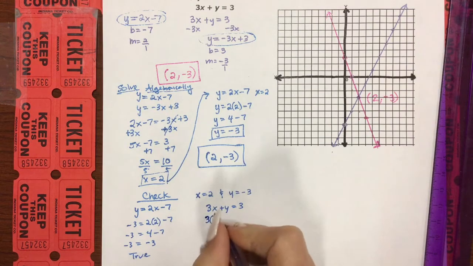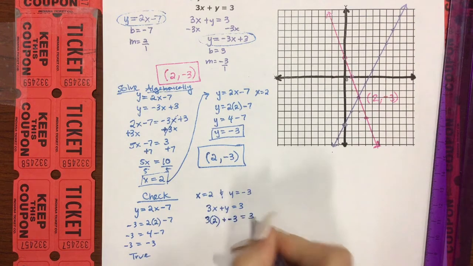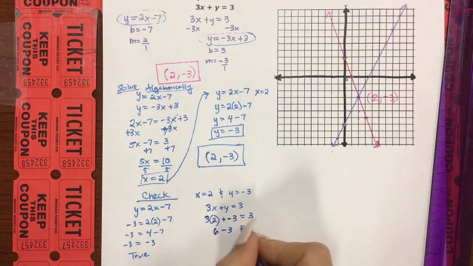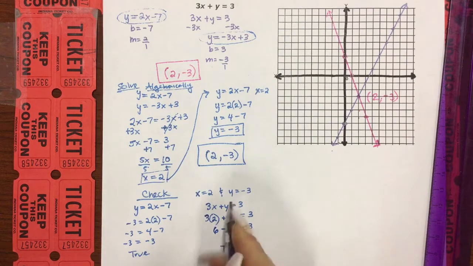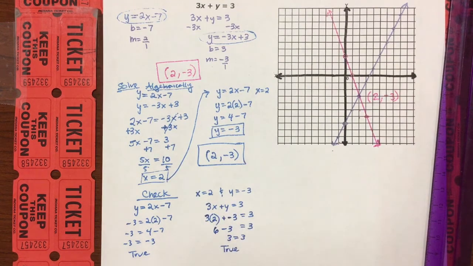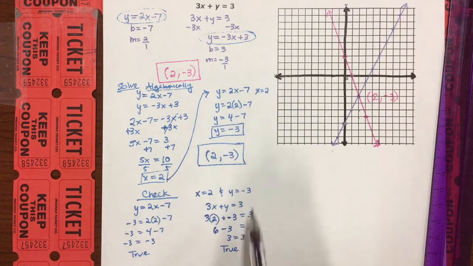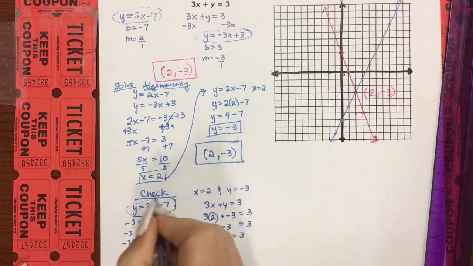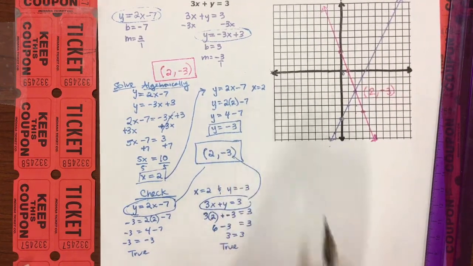I'm going to do the same thing for this other equation. 3 times 2 plus, instead of y, I'm going to write negative 3 equals 3. 2 times 2 is 6, just minus 3. And here we go. This is another true statement, which means this point is on this line as well. So since the point 2, negative 3 is on this line and it's on this line, that must be the point of intersection, because it is the point on each of these lines.